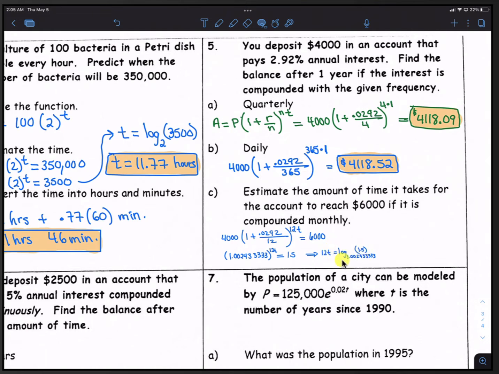Okay, so that brings us to this equation where we have 12 times t is equal to the log. Now we'll have to divide by 12 on both sides to get t by itself. So t is going to be equal to this log, all divided by 12. And we just put that in our calculator.